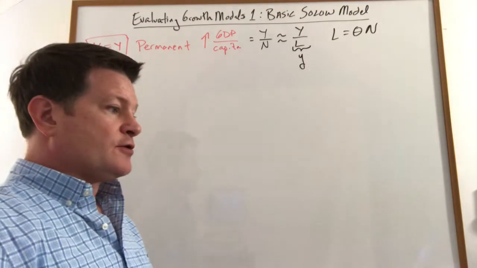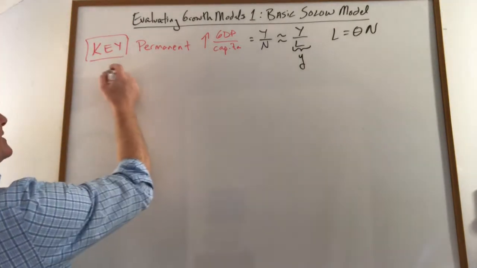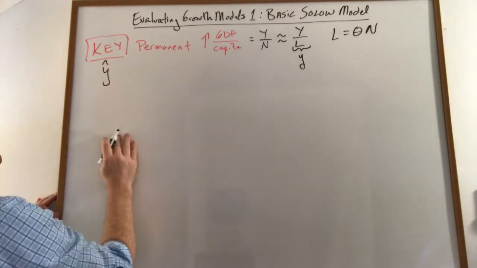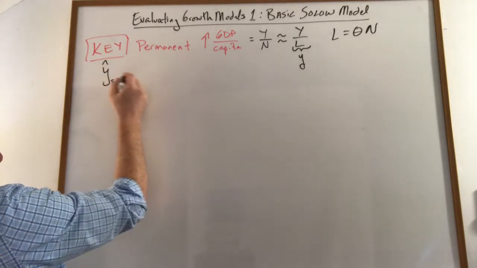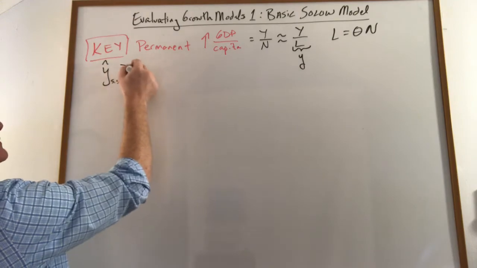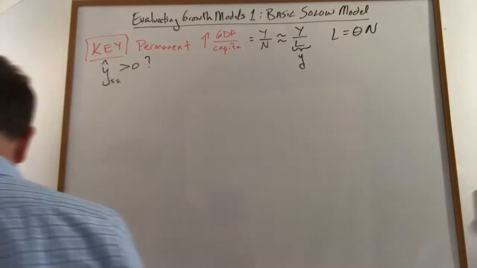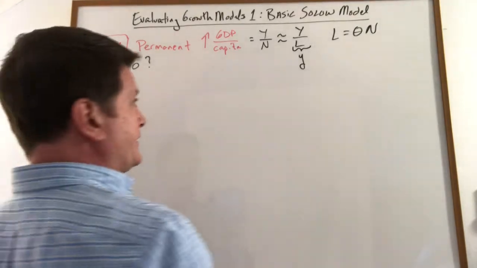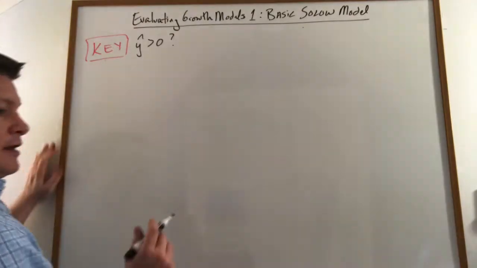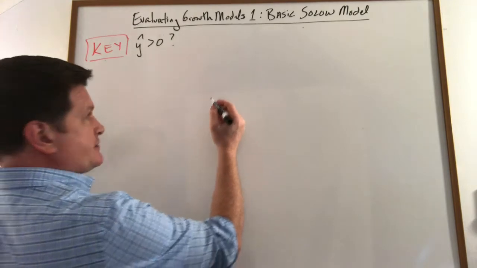Okay? So we're constantly going to be coming back and asking, is the growth rate in steady state greater than 0? And that's sort of our key question and our key metric. Now, how do we go about evaluating that in this model? Let's start with the basic assumptions of the Solow growth model.